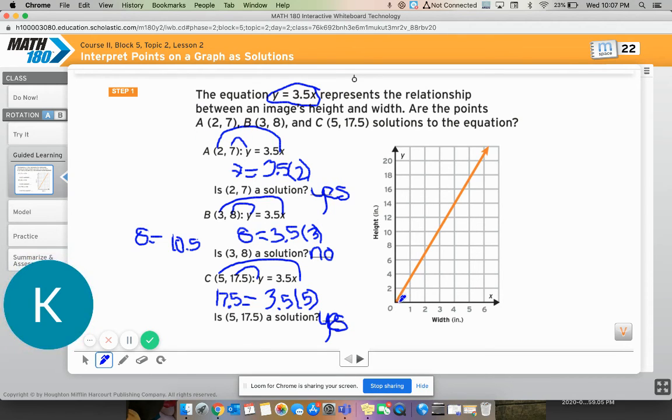Now, if we are plotting these to check these points, let's see what happens. 2, 7. I go over 2 and up 7. And do you see how my point is on the line? Another reason why it satisfies. We also have 3, 8. If I go over 3 and up 8, do you see how that point is not on our line? So it does not satisfy the equation, which is what we found with the algebra. For our last one, we have 5, 17.5 over 5, up 17.5. It satisfies the equation because it is on the line. Please pause the video to copy all of this in your workbook if you have not done so already.